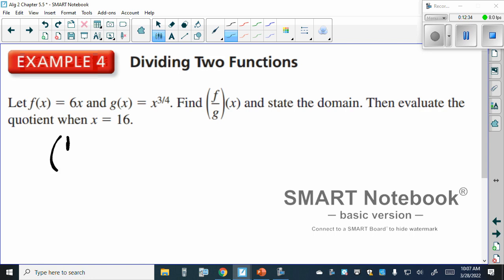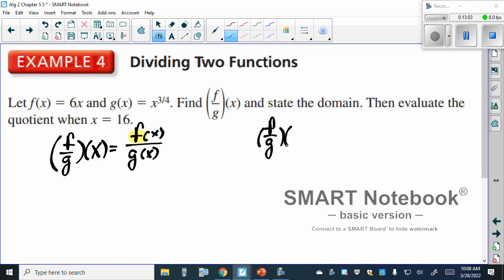Now, the first thing we're going to find is f divided by g of x, which is just a simplified way of saying f of x divided by g of x. And once we find this, we're going to find f divided by g of 16.